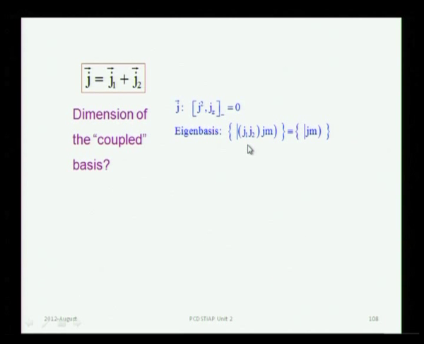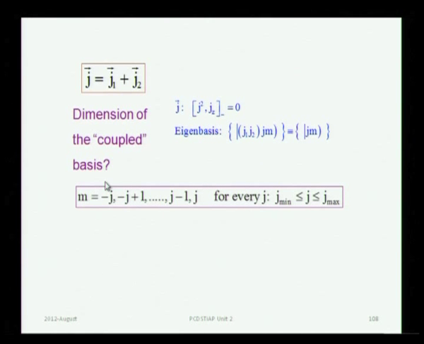The coupled angular momenta I am representing by these curved brackets, and the uncoupled by angular brackets, just for convenience. Now, we know that m can go from minus j to plus j. So, there will be 2j plus 1 values. The quantum number j will have a certain range from a minimum to a maximum, but we do not know exactly what the minimum is and what the maximum value is.